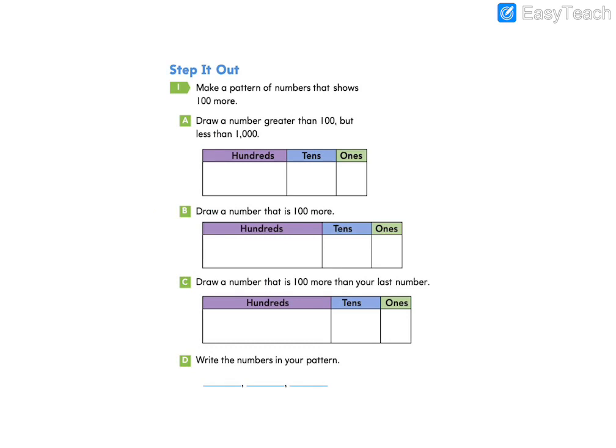Let's look at Step It Out. Make a pattern of numbers that shows 100 more. Your first thing you're going to do is draw a number greater than 100, but less than 1,000. You can choose any number. I'm going to choose 132. But you can choose a different number. Then I'll draw a number that's 100 more. So I know I need to add one more hundreds flat. My 10s stay the same, and my 1s stay the same.